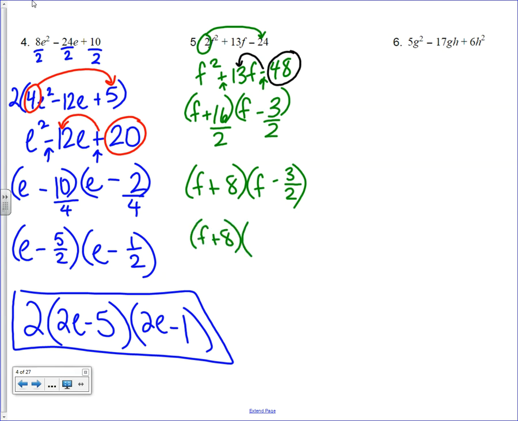What's your second parenthesis going to be? 2f minus 3. Does everybody follow what Savannah's doing there? That denominator is coming to the front. Okay. What's up, Dylan? You okay?